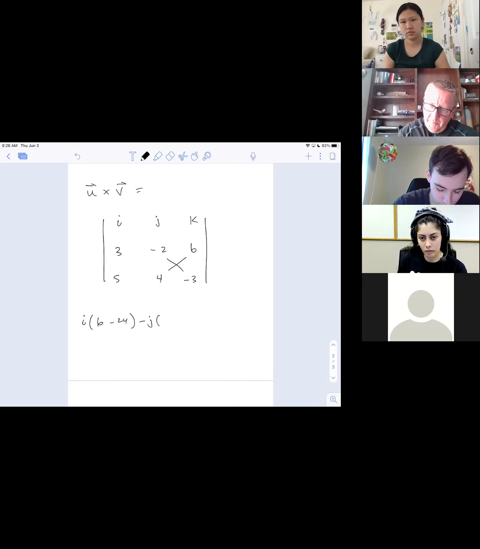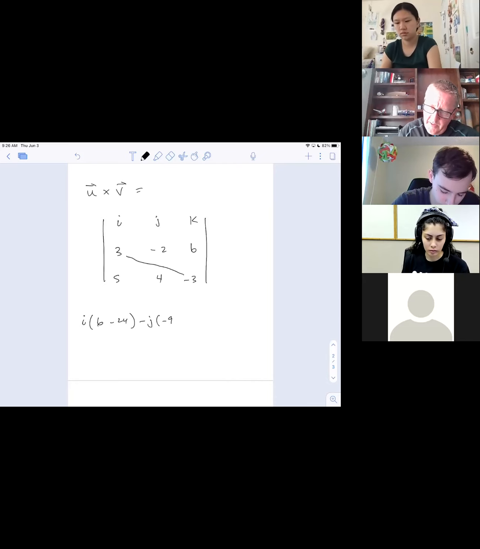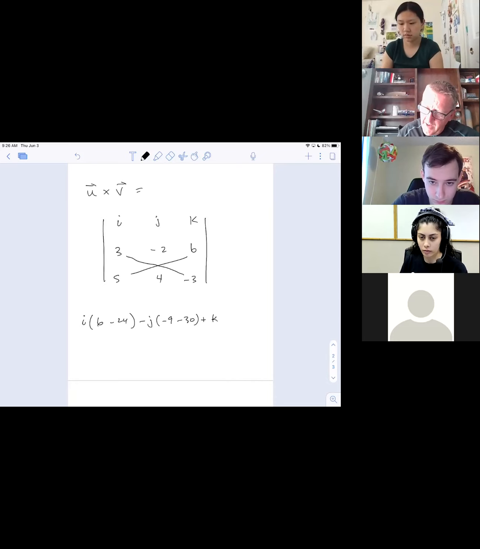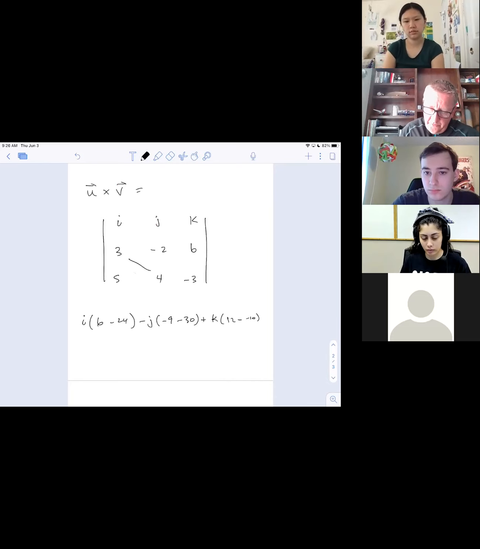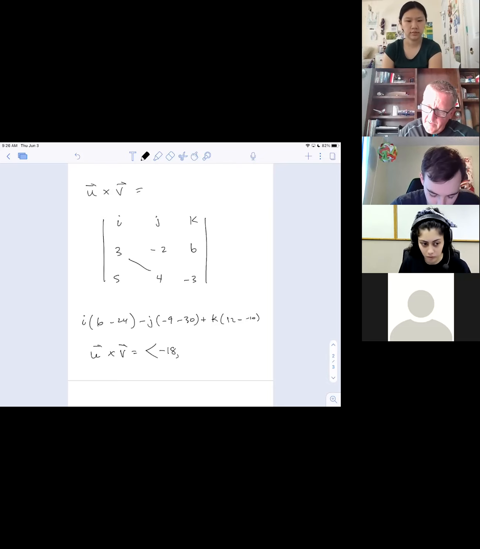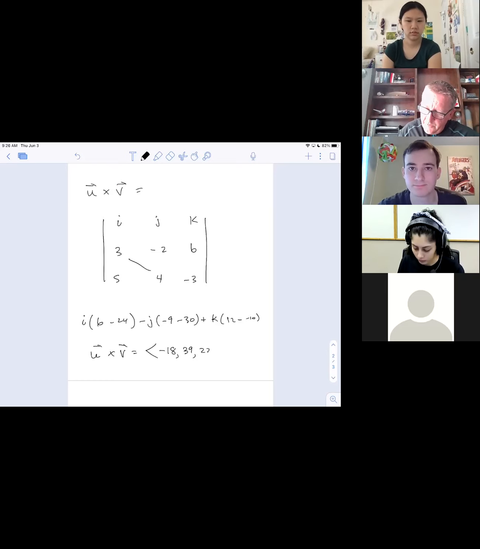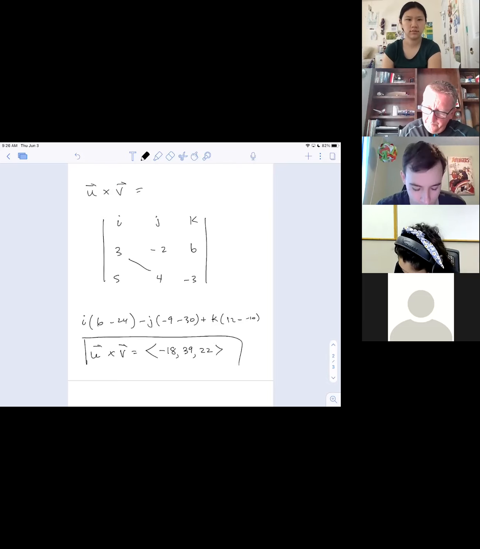And then I've got to remember this one's negative. The J is negative, but I'm crossing these two out, and I'm going 3 times -3, which is -9, minus 30. And then this will actually change the sign of it. And then it's plus K, and K would be these two. So 12 minus a -10. And so there's my answer. U cross V is equal to, you could write it any way you want, 6 minus 24 is -18. That'd be -39, but it actually gets changed to +39. And then 12 minus a -10 is 12 plus 10, which is 22. I think that's my answer.